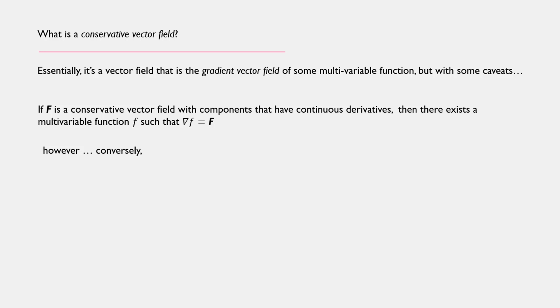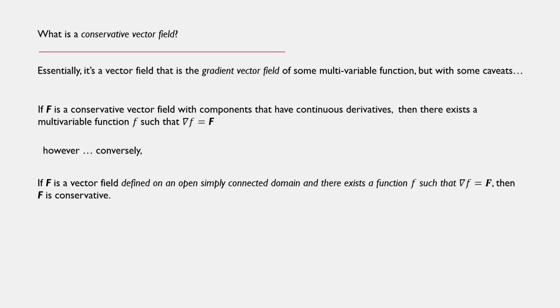However, conversely, if big F is a vector field defined on an open simply connected domain, and there exists a function little f such that the gradient of little f is the vector field big F, then the vector field big F is conservative. Alright, that's a lot to take in.